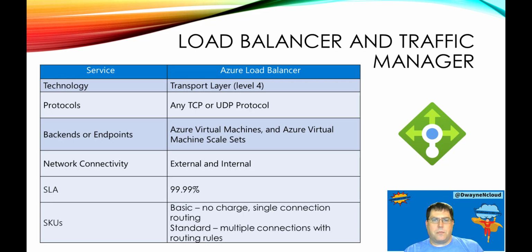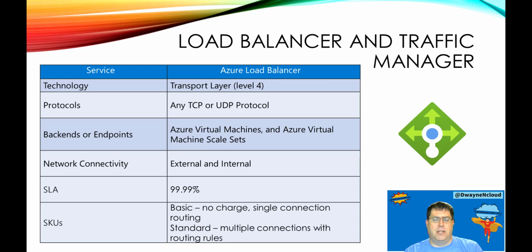The standard SKU provides a little bit more functionality, where a basic SKU can only do one set of routing. It's going to take that traffic that's going into the load balancer, and route that traffic to one set of backend pools. The standard SKU has the ability to create rules and move that traffic based on what that traffic is and what that rule is, what port it's coming in on, and the like, and take that to different backends rather than just one set of backends.